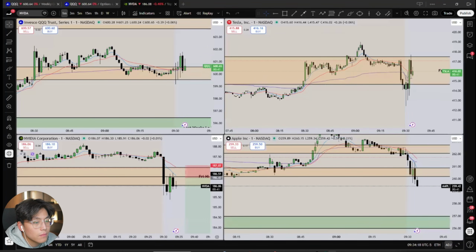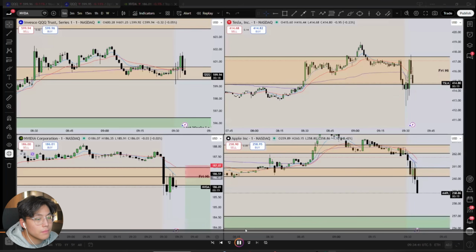Let's keep an eye on Nvidia here. This one, a little bit of reaction here off our previous day lows. If we can get weak price action here, I'm interested in Nvidia. What I'm looking at here is the 185 puts.